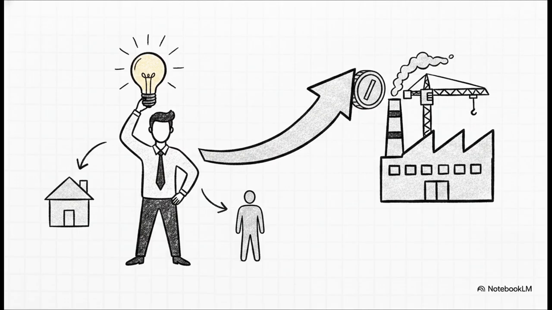But here's the real macroeconomic magic. What do they do with that profit? Well, they often reinvest it to buy new machinery or build new factories. This is called investment expenditure, and it's absolutely crucial because it physically expands the economy's overall capacity to produce.